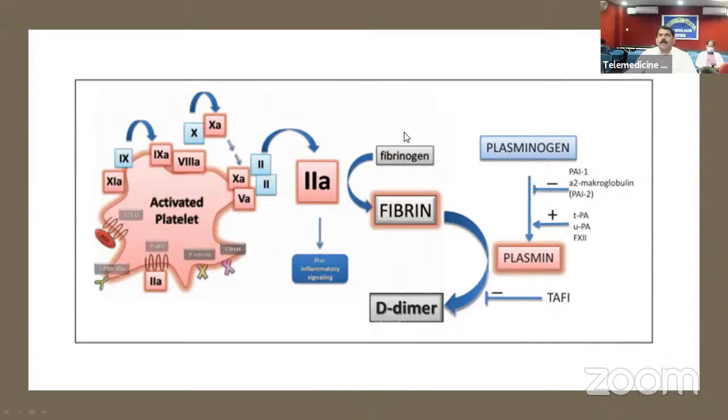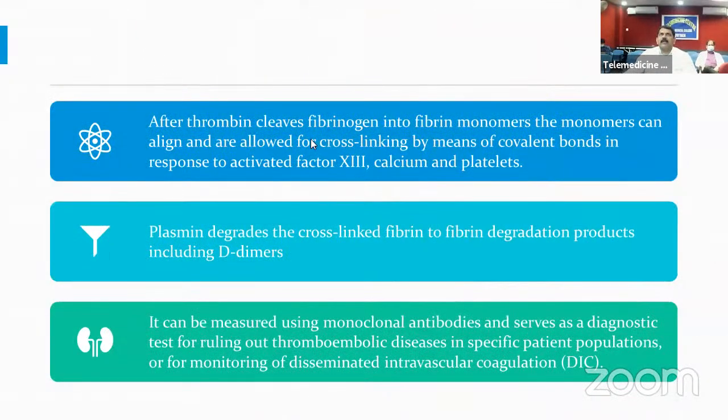And you can see from fibrinogen to fibrin, mediated by factor 2A, this is a pro-inflammatory signaling, and fibrin to D-dimer mediated by the plasmin, which is very important. And finally, from fibrinogen, the D-dimer results. After thrombin clips fibrinogen into fibrin monomers, the monomers can align and are allowed cross-linking by means of covalent bonds in response to the activated factor 13, calcium, and platelets.